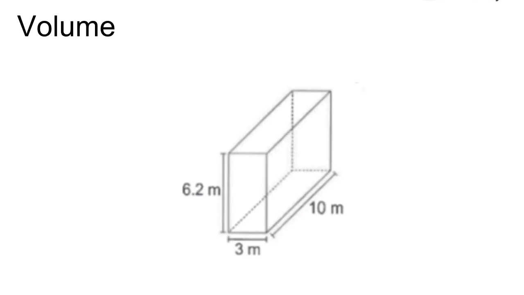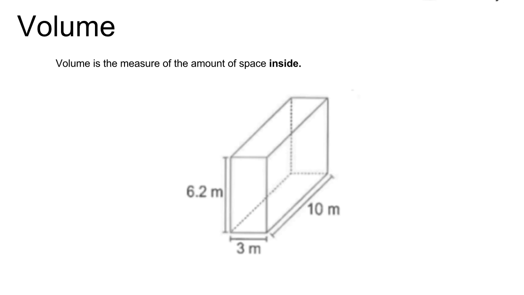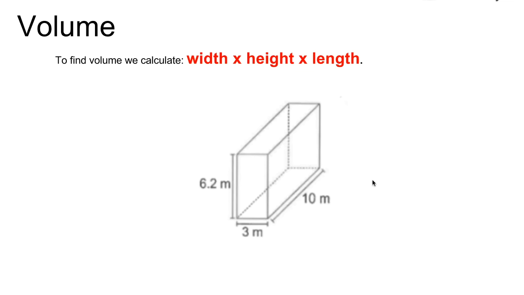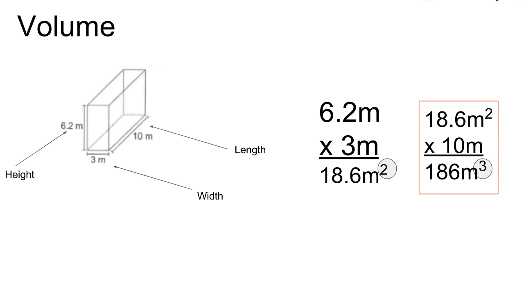Volume. Volume is the measure of the amount of space inside an object. To find volume, we calculate width times height times length. I started by multiplying my height times my width to give me 18 6/10 meters squared. Don't forget the exponent in your answer. After, I multiply my answer times the length to give me a total of 186 meters cubed.